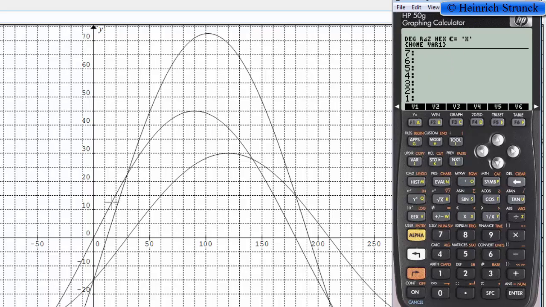The first value must be 45 volts at 0 degrees. So we press 45, enter. Since it is at 0 degrees, that's the reference, so it is not necessary to put in the angle 0. It is just a real value.